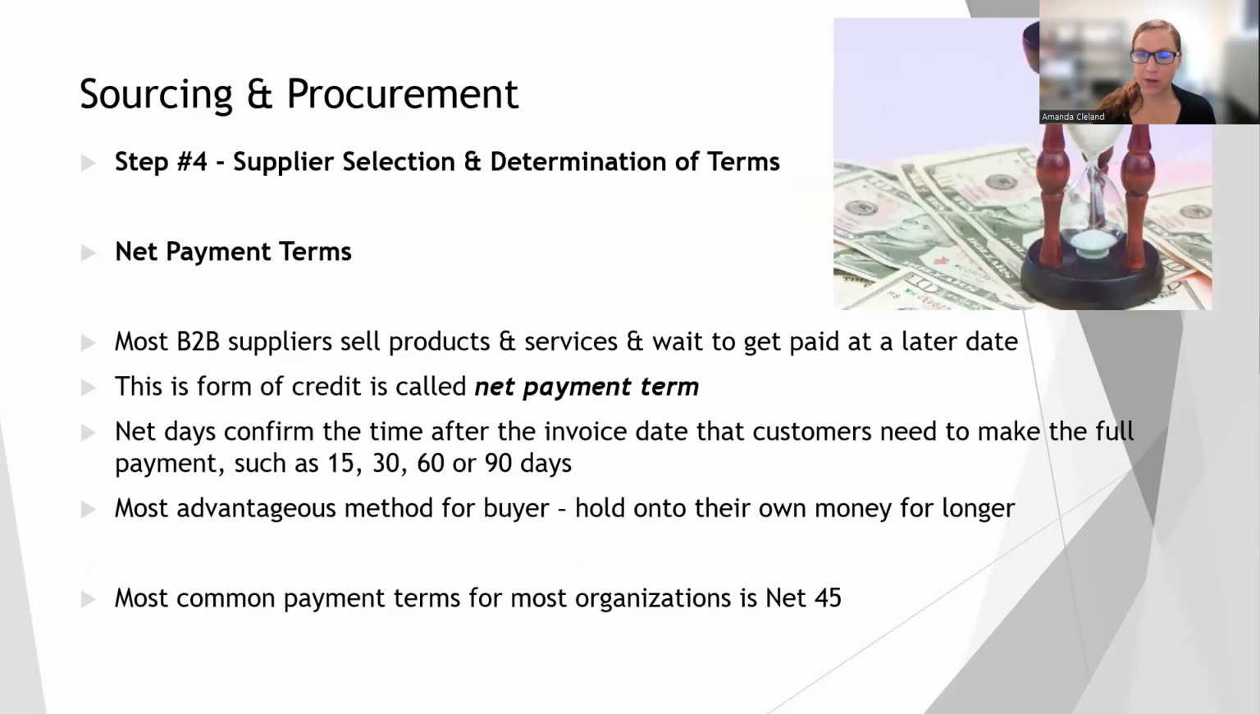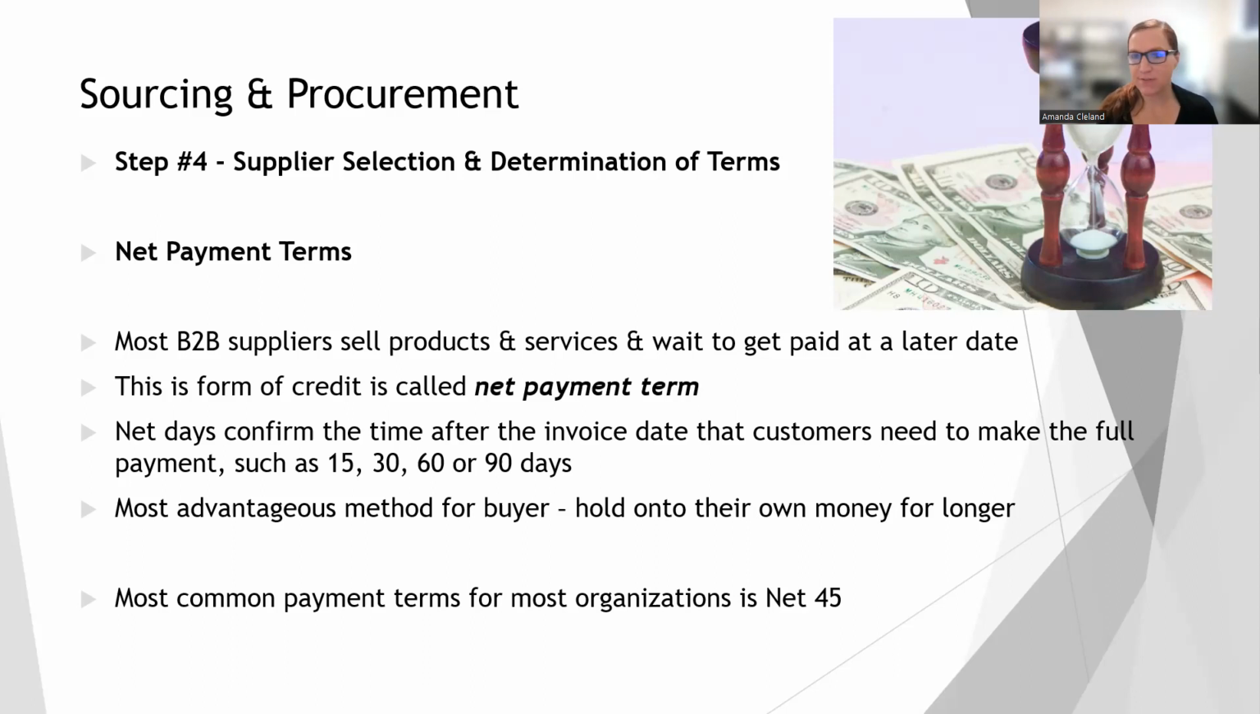And our last one, net payment terms. Most B2B suppliers are going to sell products and services, and then they're going to wait to get paid at a later date. This is very common in business-to-business transactions. So this is a form of credit called net payment terms. Net days is the time after the invoice date that the customer needs to make the full payment.